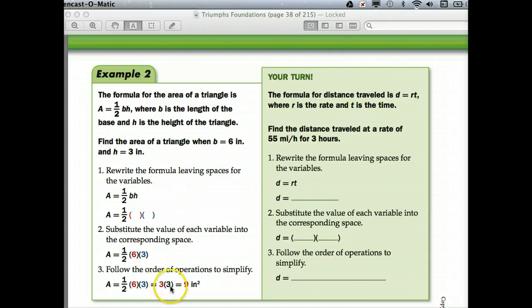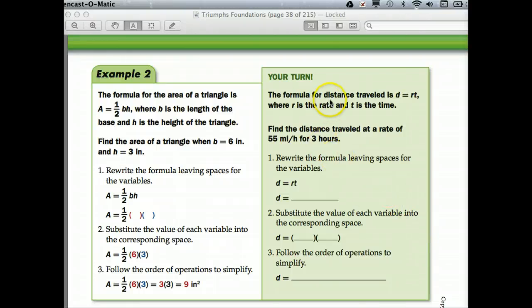Now 3 times 3 is 9. So notice we still work that left to right. So the area of the triangle is 9 inches squared, if the base is 6 inches and the height is 3 inches. So now your turn. Pause the video. I want you to read this problem and fill in the blanks, and then come back and we'll go over your answers.